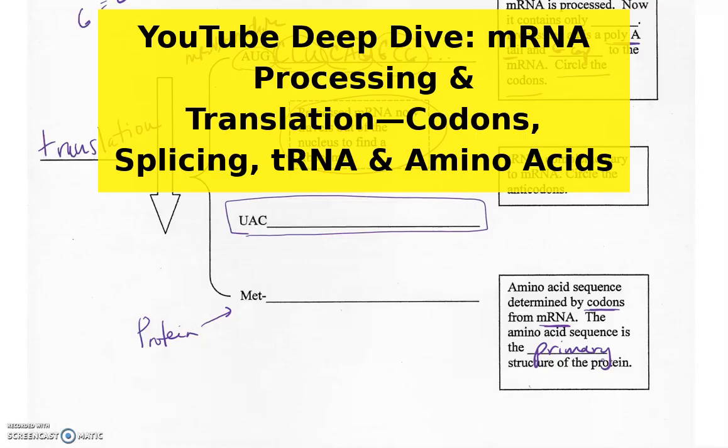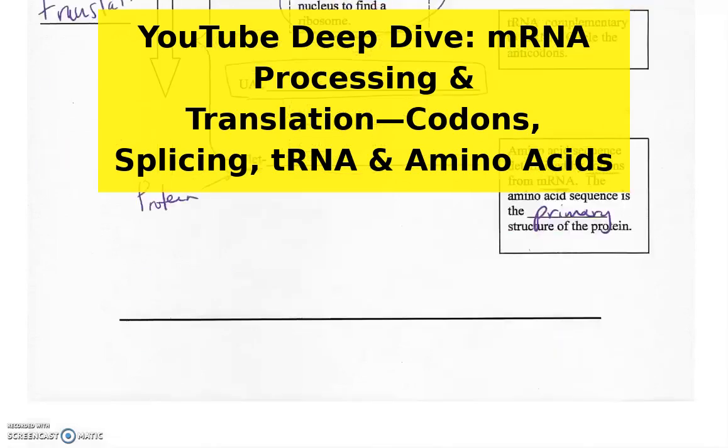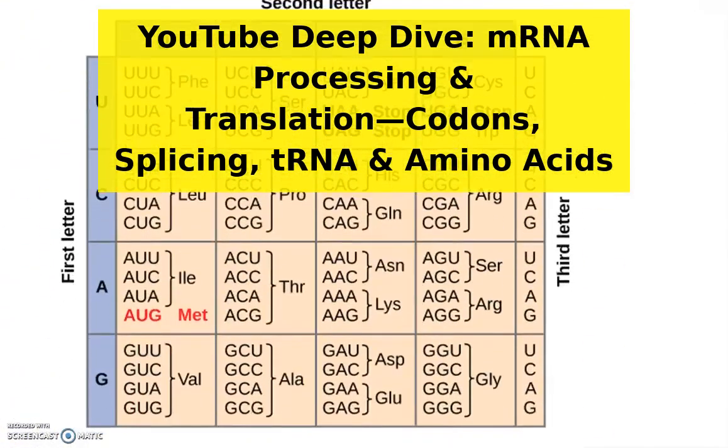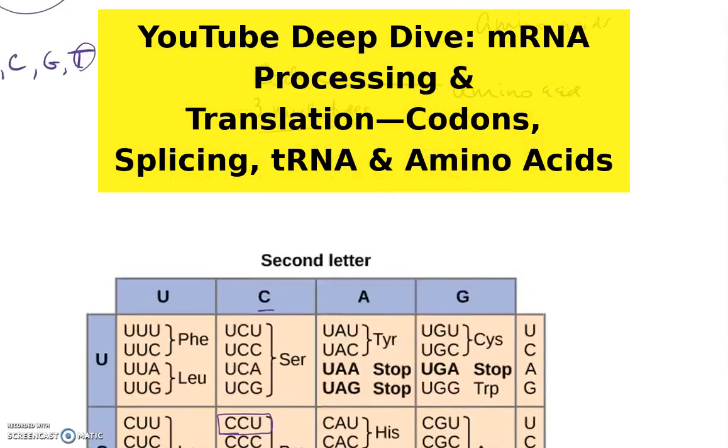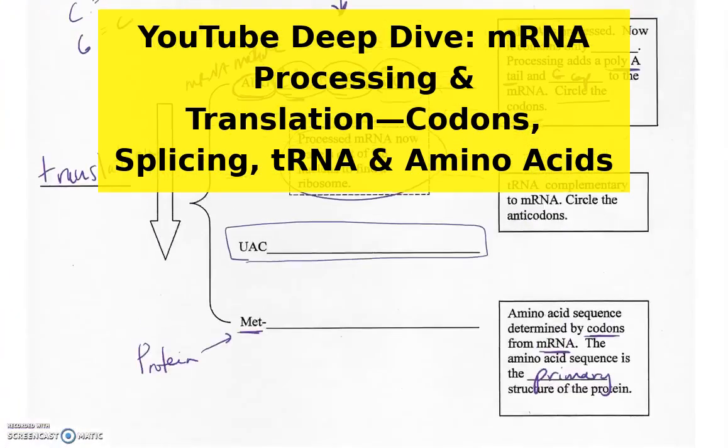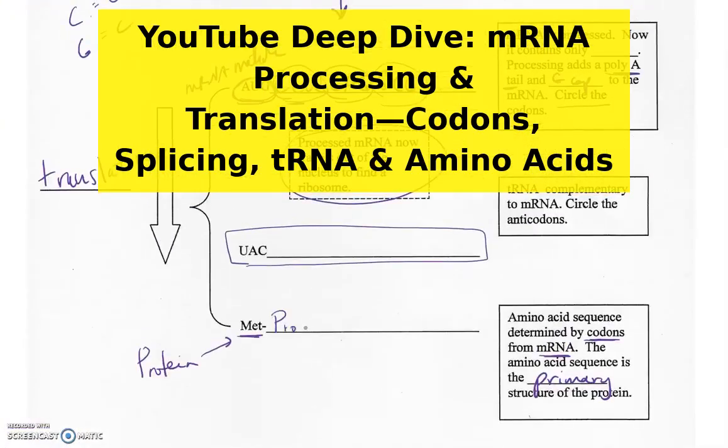Now, what we're going to do is read these codon by codon. So this first codon, AUG, has been done for us: methionine. The second codon is CCU. We need to find the genetic code chart in order to look up what amino acid that would be. So first letter C, second letter C, third letter U, which means the amino acid would be proline. So we can put proline there.